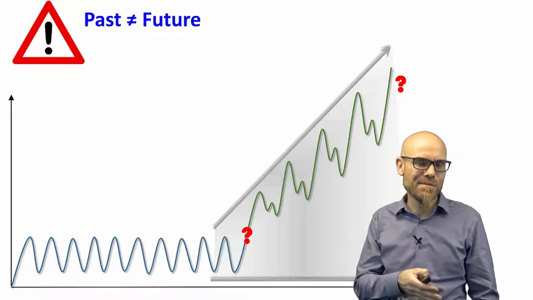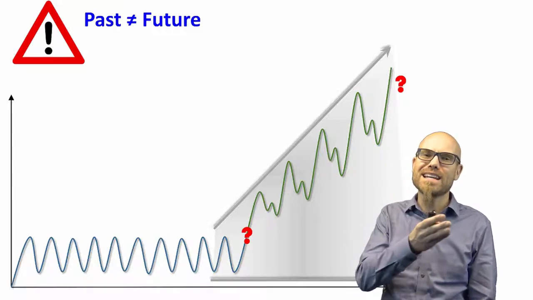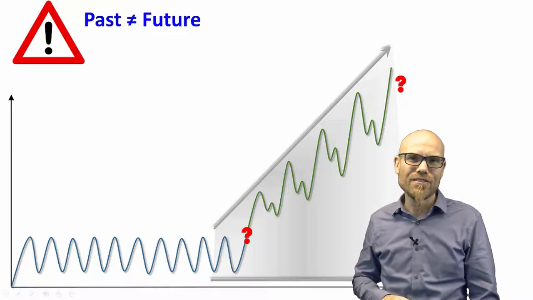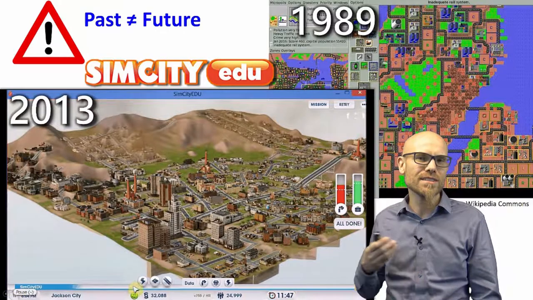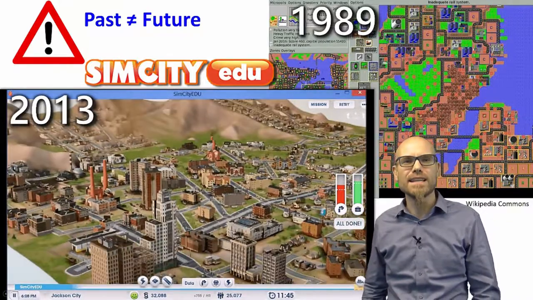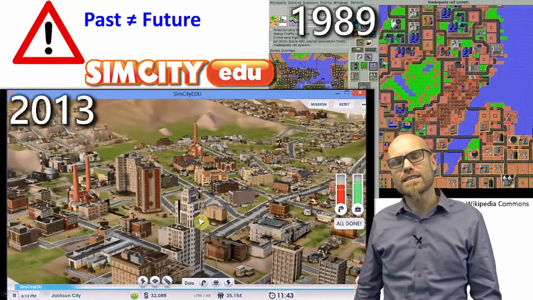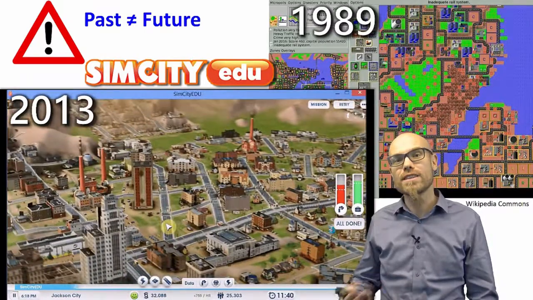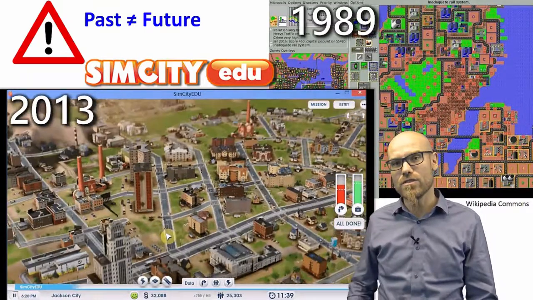So a final limitation of big data is complemented by another computational social science technique, which is computer simulations, which is kind of like playing SimCity. So here, that's a SimCity simulation. What I did here in the simulation is create a future that did not exist before.